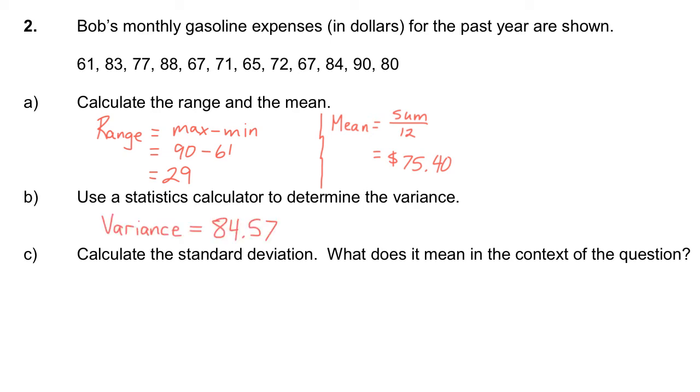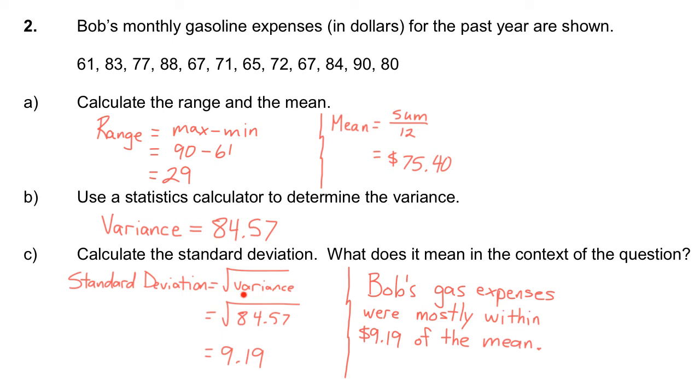If you were to use an online statistics calculator, you would see that the variance is 84.57. So typically, all you have to do is type in the list of numbers and then it'll calculate this for you. Okay, so that's the variance. Calculate the standard deviation. And what does it mean in the context of the question? So try to calculate it first, see if you can come up with what it means, and then check back in here.